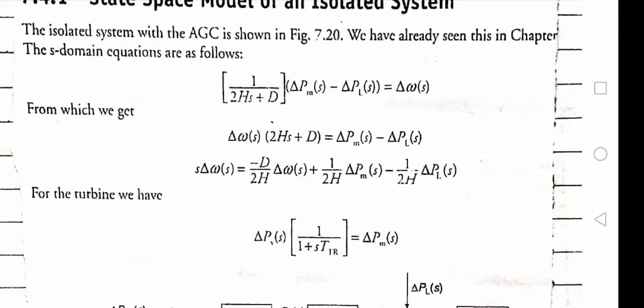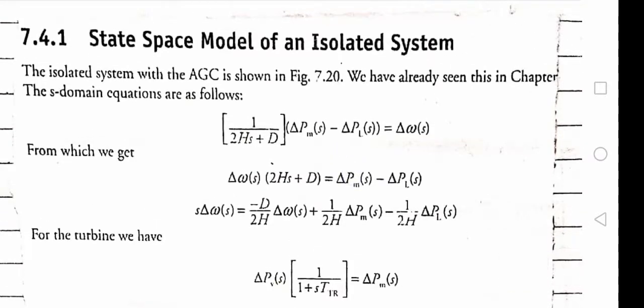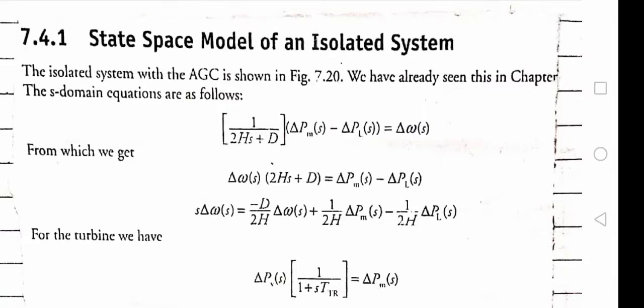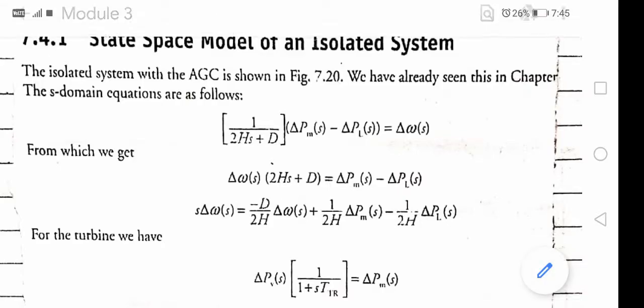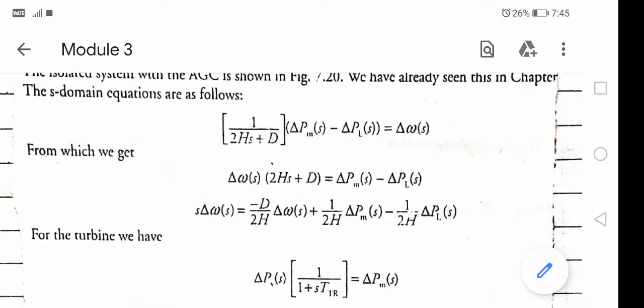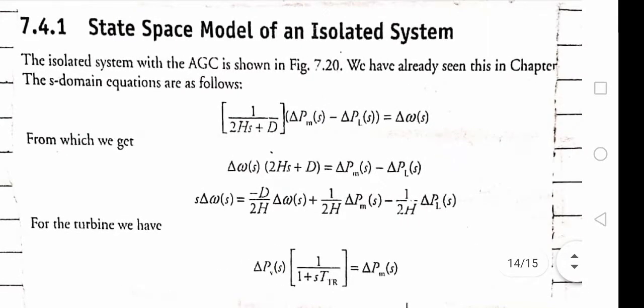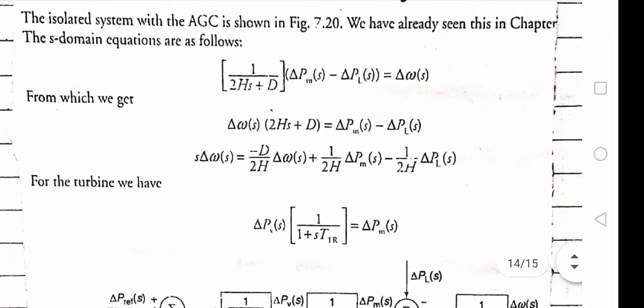So the S domain equations are here. 1 divided by 2HS plus D of delta PM of S minus delta PL of S equals delta omega of S. After taking this equation, whatever denominator you have, you need to multiply it on the RHS term. So that is delta omega of S into 2HS plus D. This will be multiplied with this. So delta omega of S into 2HS plus D is equal to this term, which remains as it is, delta PM of S minus delta PL of S. So this will be your S domain equation.